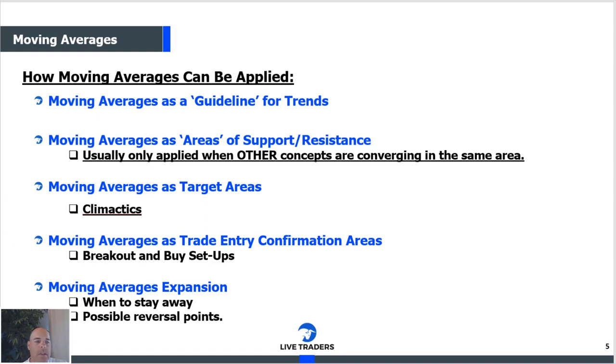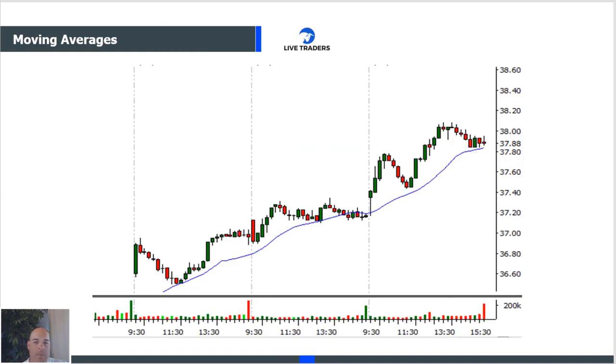But let's start with moving averages as a guideline for trends. This is the most basic thing to use moving averages for, right? You have a higher high and a higher low, and a higher high and a higher low, and so on. Right? Two or more higher highs and higher lows, we are in an uptrend.